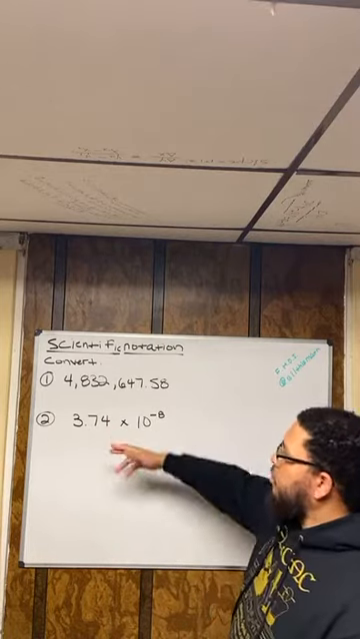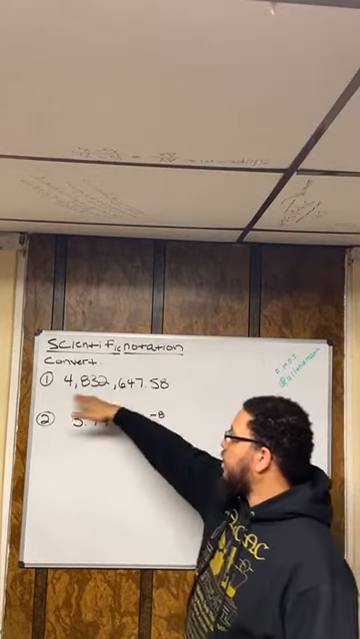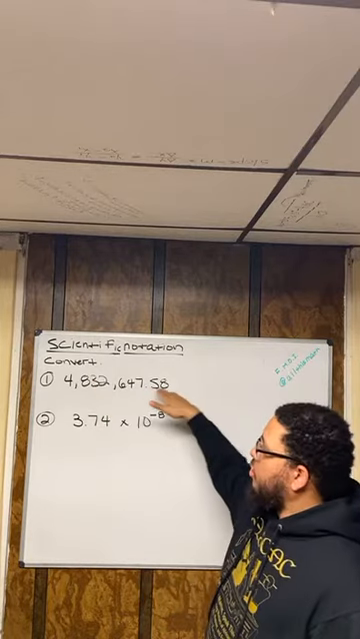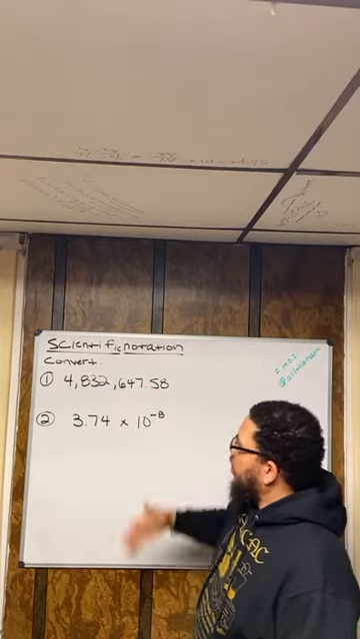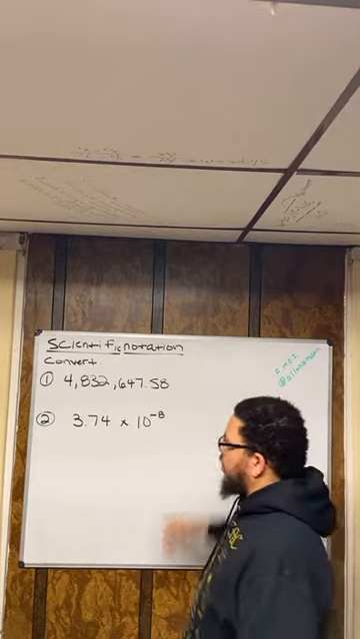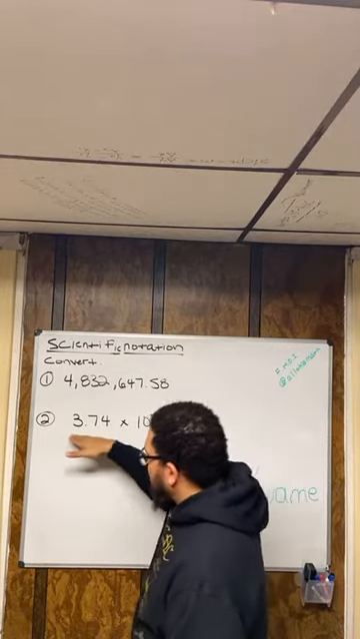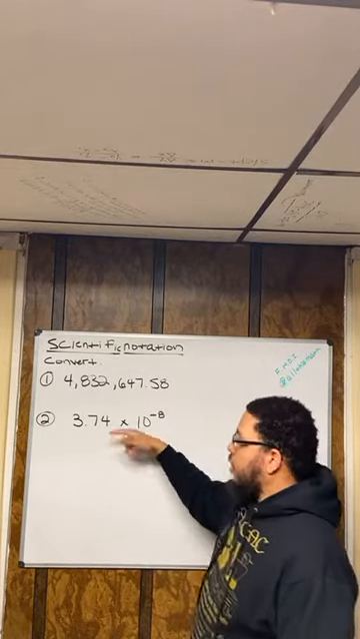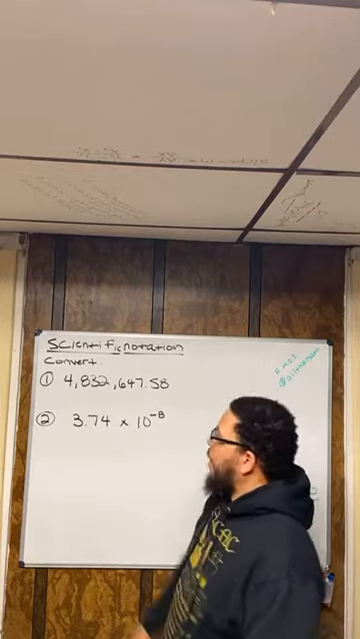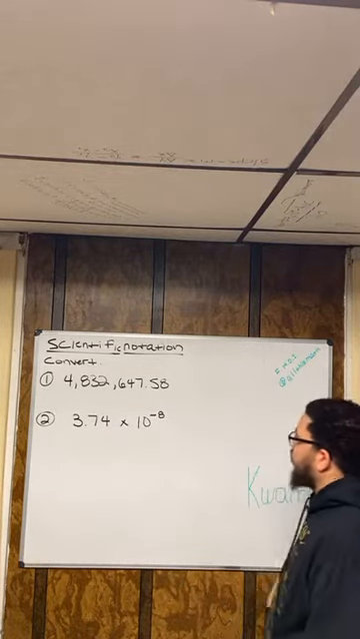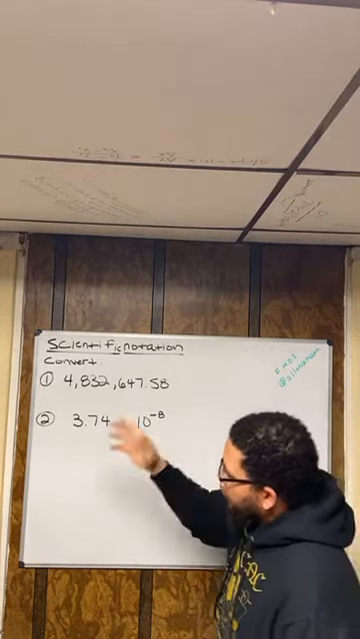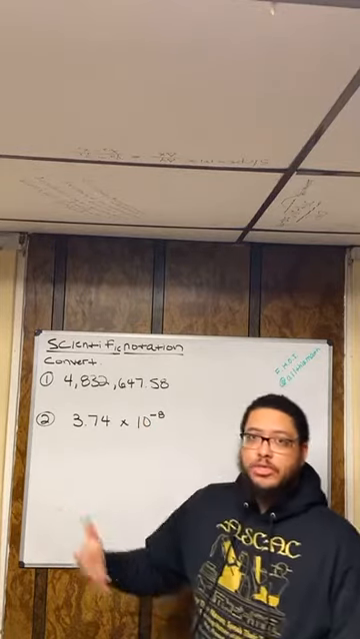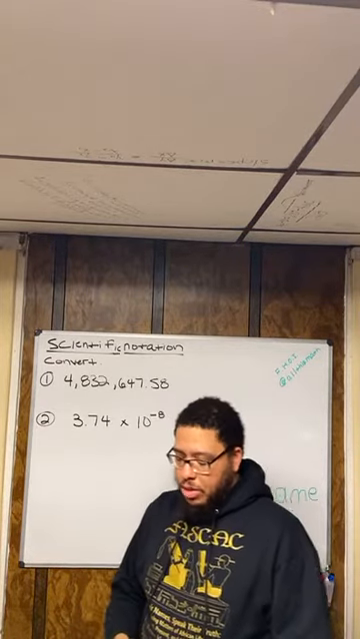So we got two examples up here. We're going to convert the first number from standard form, which is how it's given to us, into scientific notation. And then the second one is given to us in scientific notation, and we're going to convert that one into standard form. All right. So the first thing you want to do is read the problem. In this case, you want to read the number. So you want to make sure you read the number correctly.